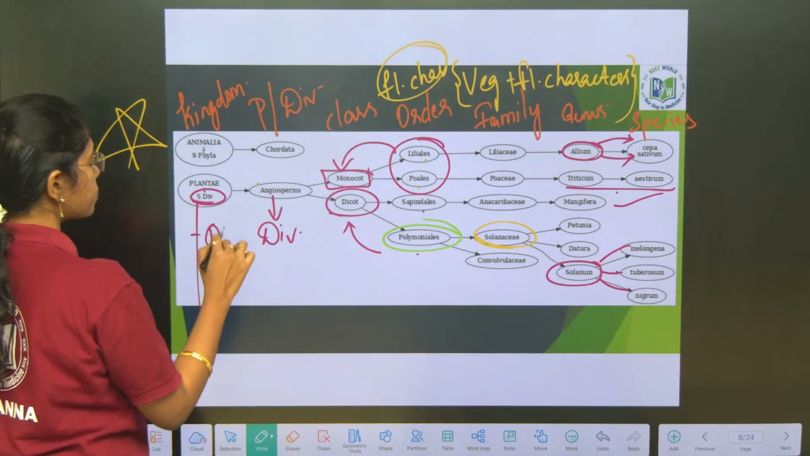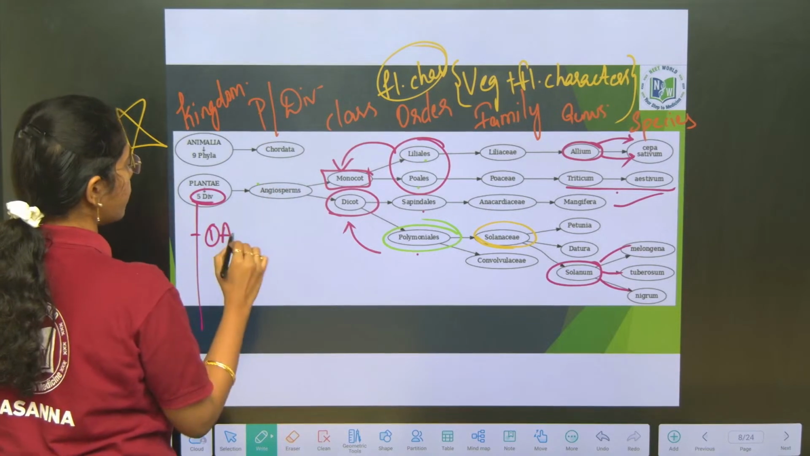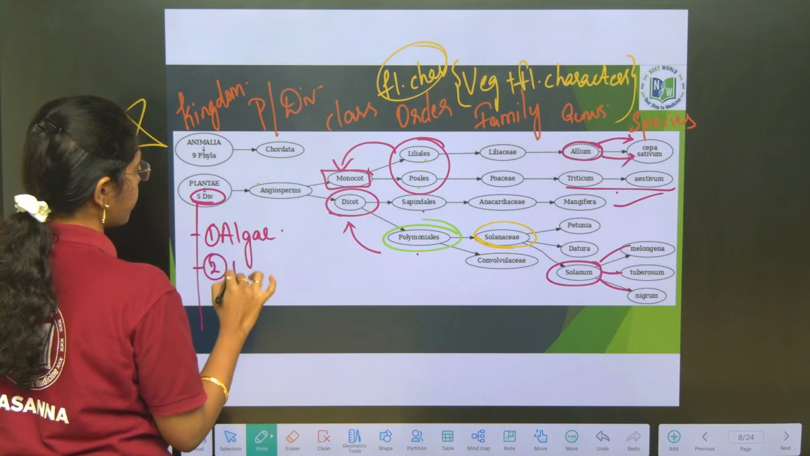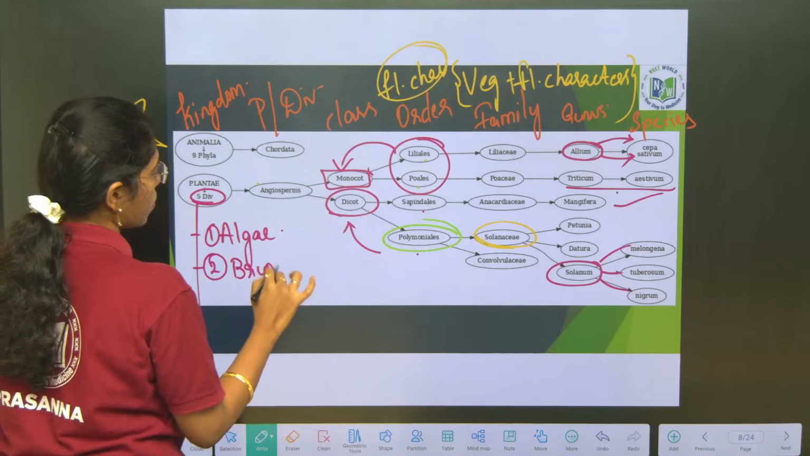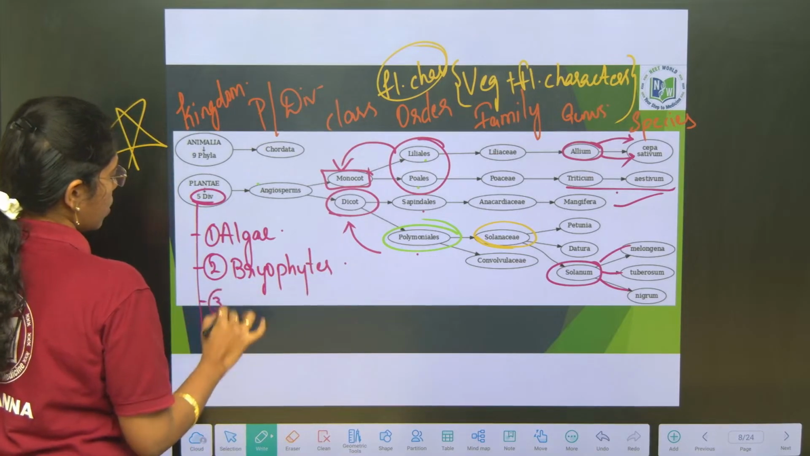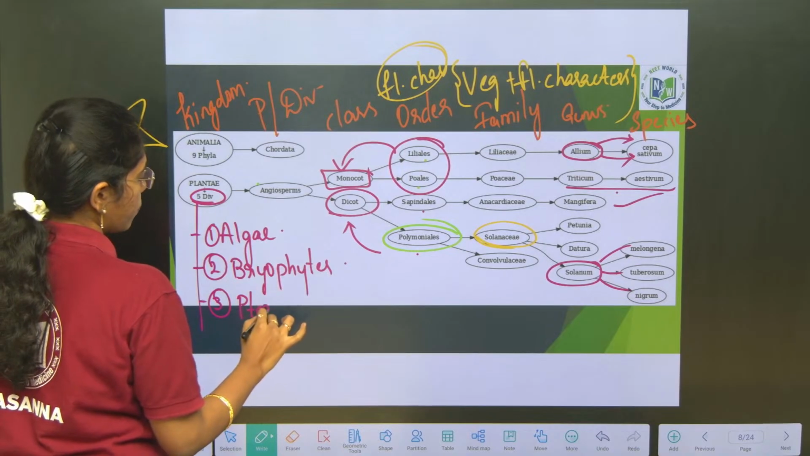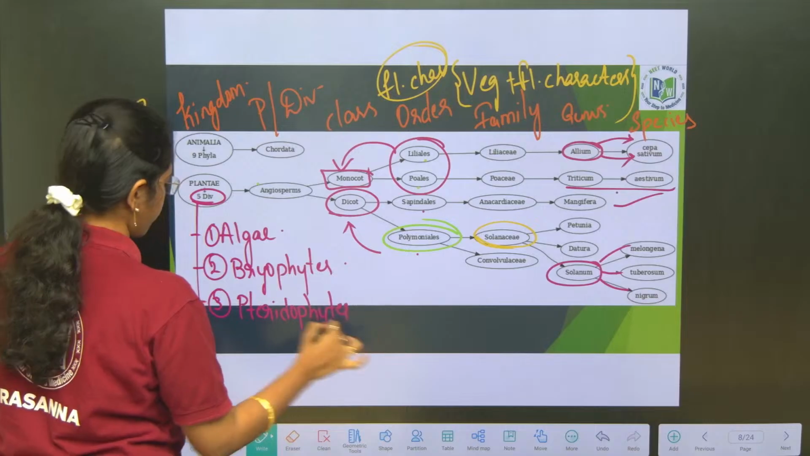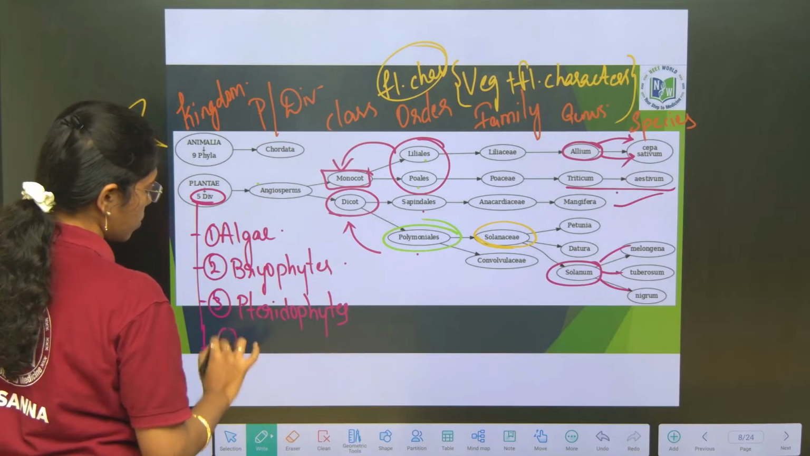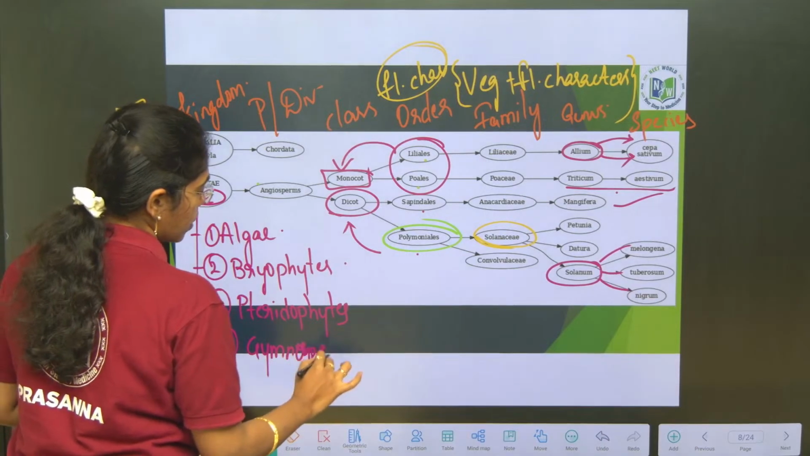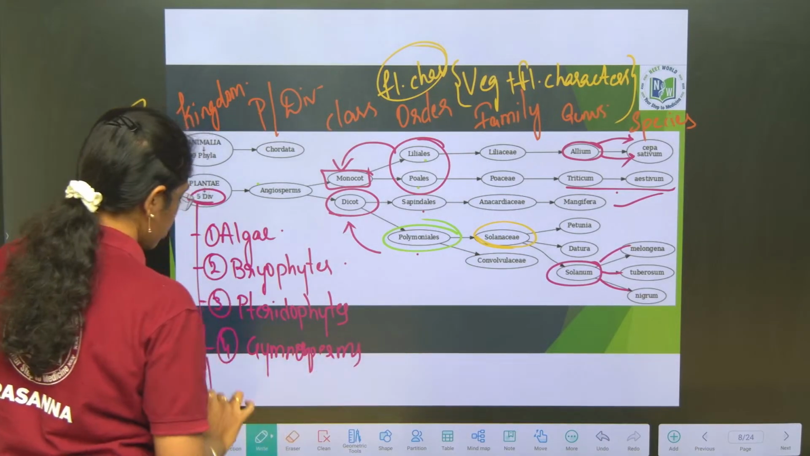Algae, bryophytes, pteridophytes, gymnosperms, and angiosperms.